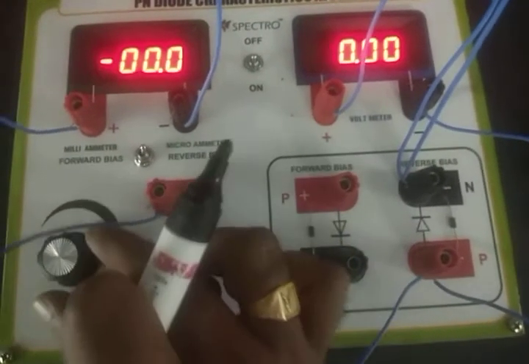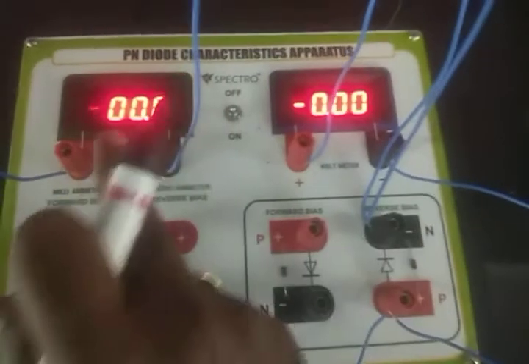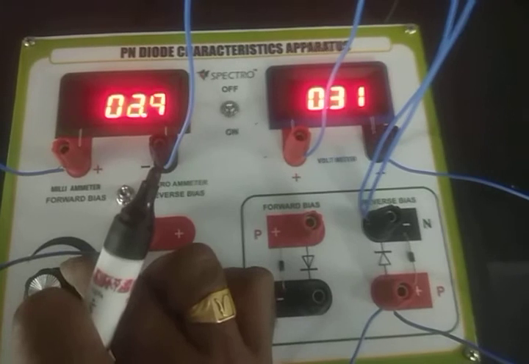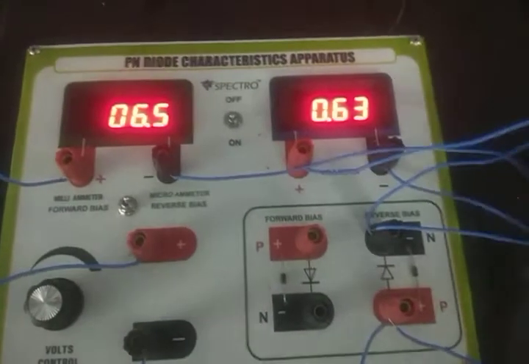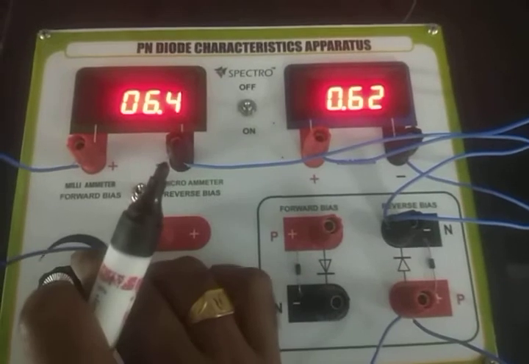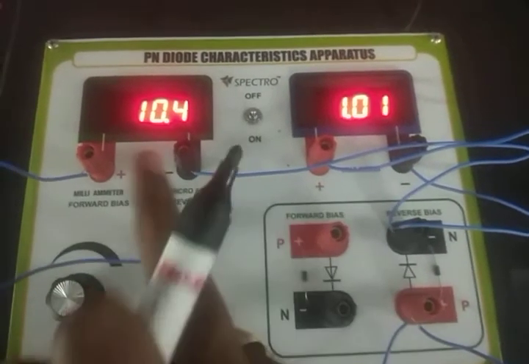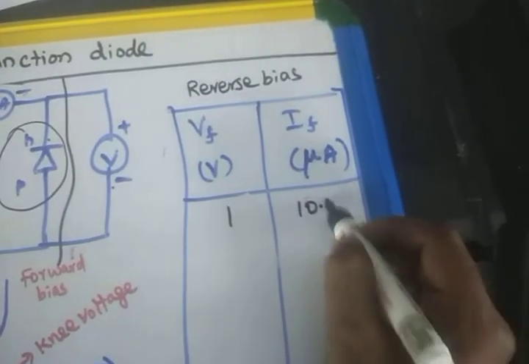So I will adjust this knob. You see this, you note down the voltmeter as well as the microammeter reading. In the previous case, we were seeing 0.1, 0.2. Here you directly have to give 1 volt. For 1 volt, the reading is 10.4. So if the voltage is 1, the reading is 10.4.